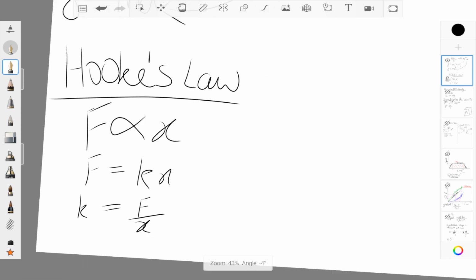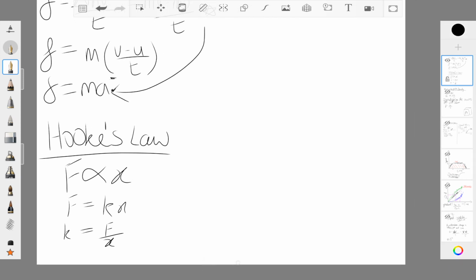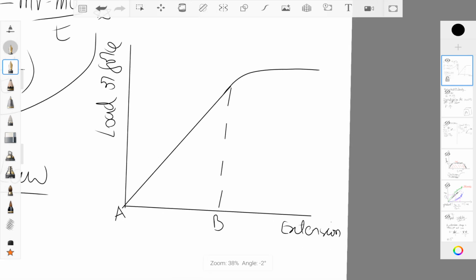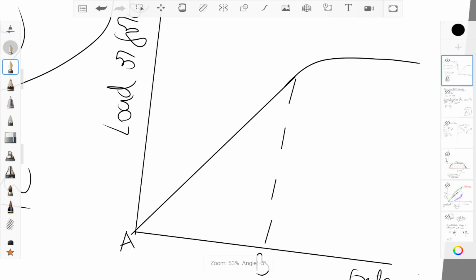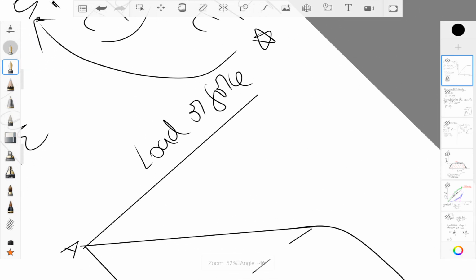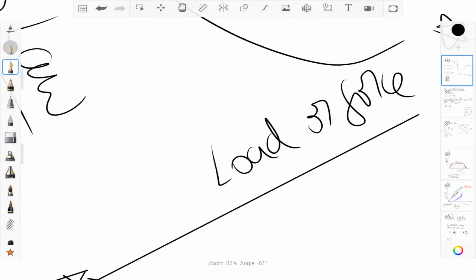And based on this, let's draw a load extension diagram. Right, so this is a load extension diagram where the load or the force is on the y-axis.